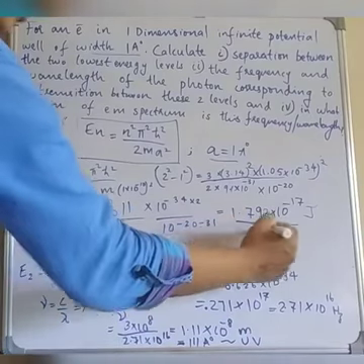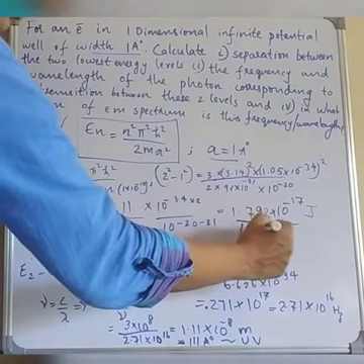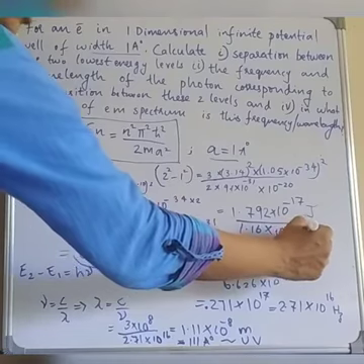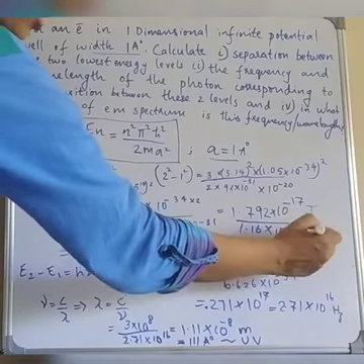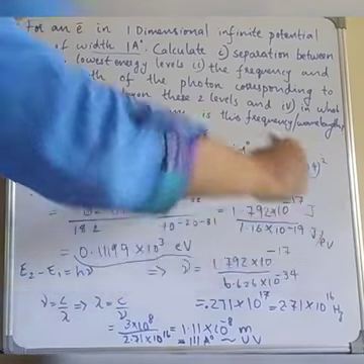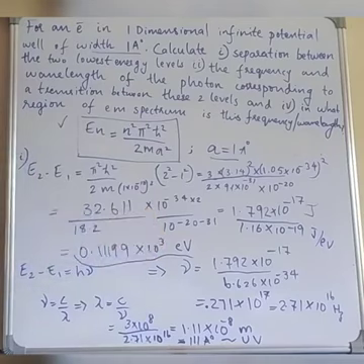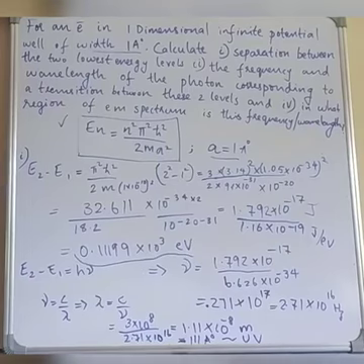This divided by 1.6 into 10 raised to minus 19 joule per electron volt. So, what you have is 111.99 electron volt. Now, we have to find the corresponding frequency and wavelength.